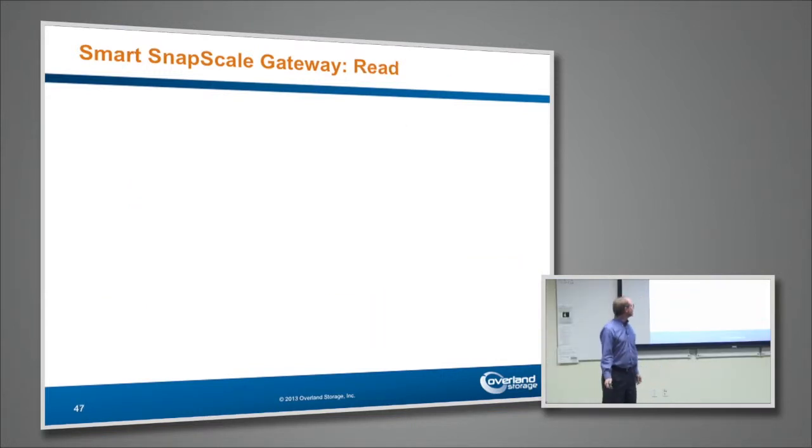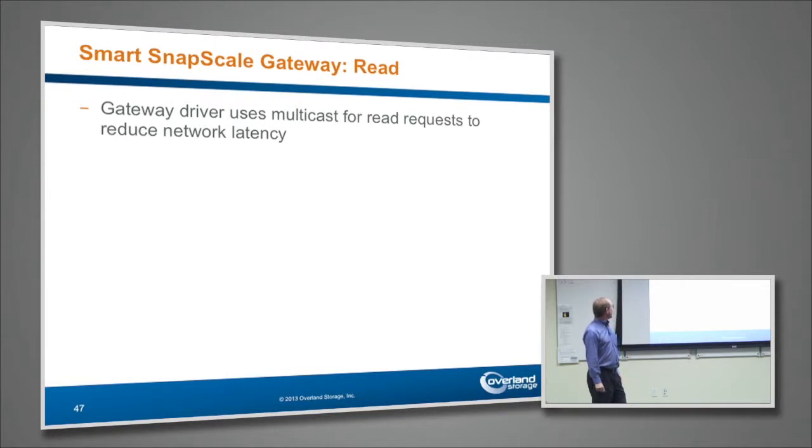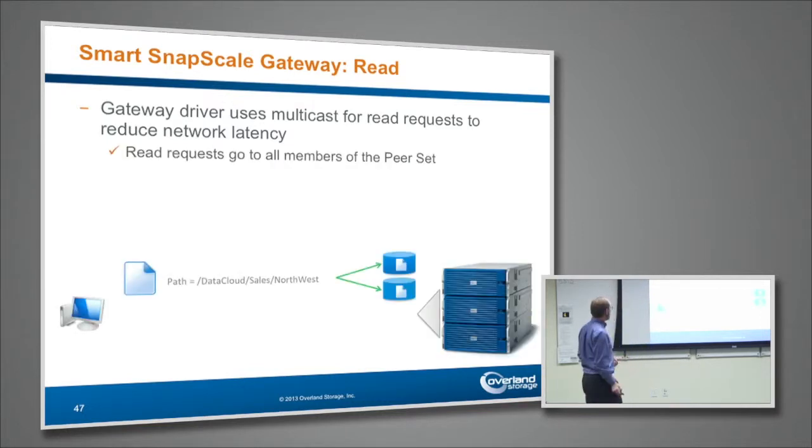Okay, what about reads? How do reads work? The gateway driver uses multicast read. We don't use multicast for write because that would fill the pipes on the other side of the wire with data that they don't necessarily need to process. But on reads, we can send out the read, multicast, to all the peer set members all at once. And then there's an algorithm to arbitrate. There's no arbitration, actually. It's pre-decided which peer set member is going to respond. So really just one of them needs to respond.